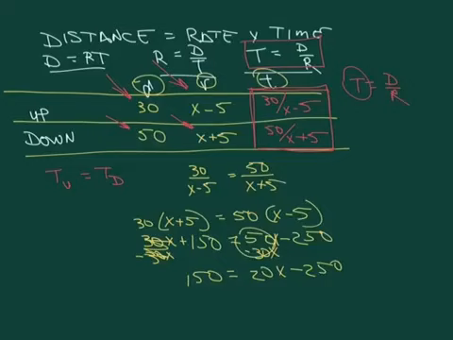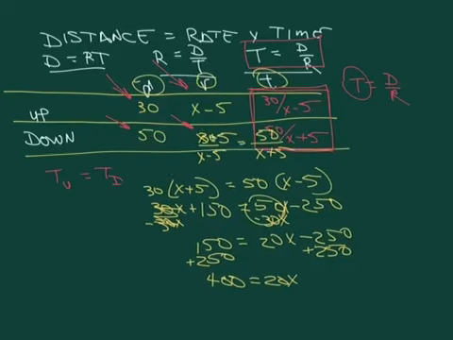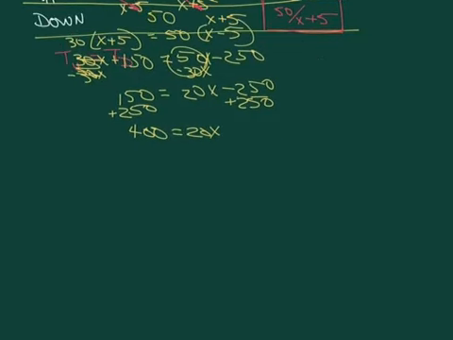Okay, so I'm going to add 250 and add 250. Okay, all right, let's move some of this up here and out of the way. So 400 equals 20x. Divide by 20. Okay, so I end up getting x equals 20. So what does that mean? That means the speed of the boat in still water is 20 miles an hour.